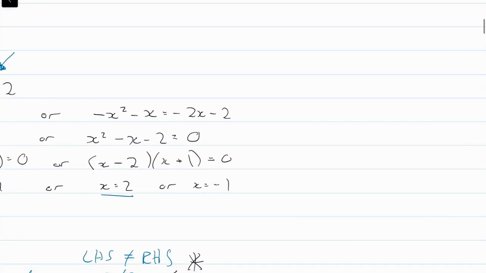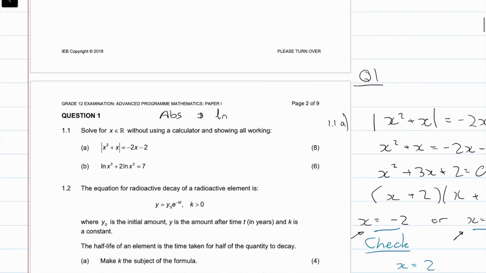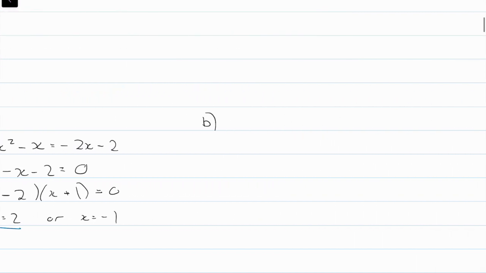Okay, so let's move on to question B, which says ln x cubed plus 2 ln x squared is equal to 7. So we have ln x cubed plus 2 ln x squared is equal to 7. So we've got to use some ln rules. So the first rule is I'm going to take that 2 inside, so then we put it in the exponent, so that's going to be x squared times 2, which is x to the 4, is equal to 7.